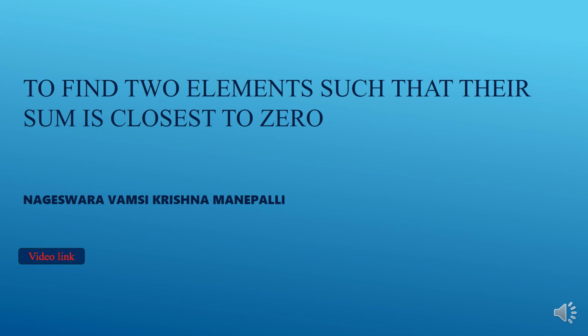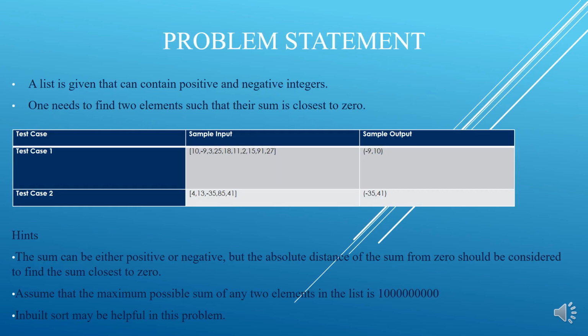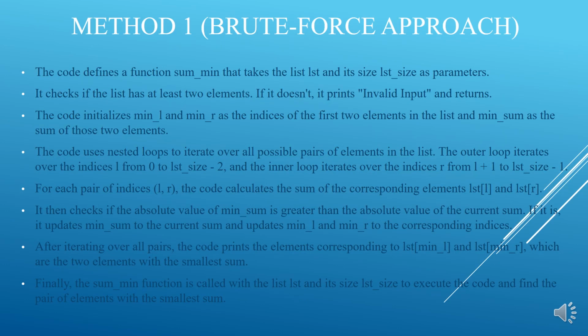Today I need to explain how to find two elements such that their sum is closest to 0. Here is the problem statement. There are two test cases here, test case 1 and test case 2, with different inputs, showing how the output will be reflected based on the inputs. For this one we are taking two test cases.